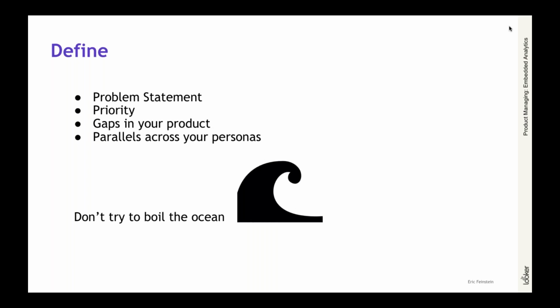Once we define all those priorities, we can also identify gaps in our product. So if we're moving from an existing tool or existing kind of report to an embedded report, maybe there are some things that we want to add or that we don't currently solve in our existing one, or we don't solve anything, but just really identifying where those gaps are. And then also you should note parallels across your personas.